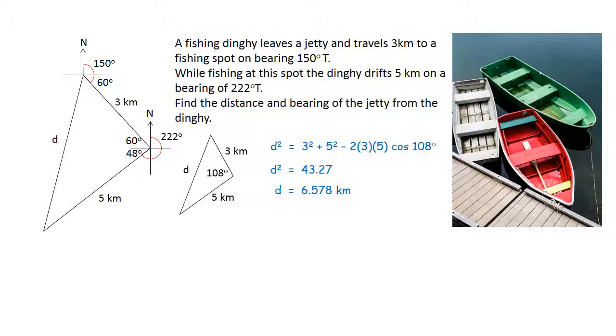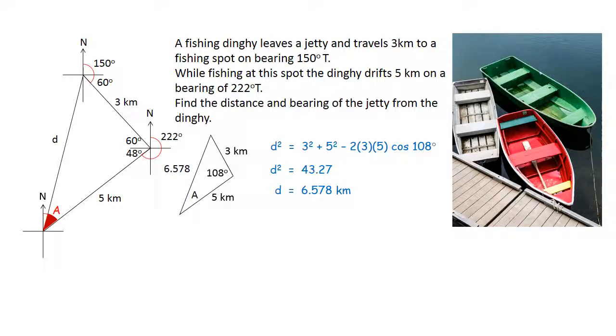Now we were also asked to work out the bearing of the jetty from the dinghy. So we place in a fresh compass rose at the dinghy, and it's that little red angle in there that's going to give us the bearing required. Once again, it's an angle which is not inside the triangle that we're working with. So we're going to work out this angle here, call it A, first, and then we'll use it to work out the bearing.